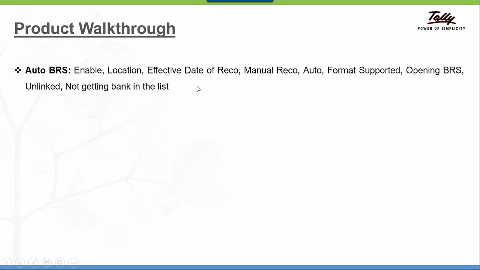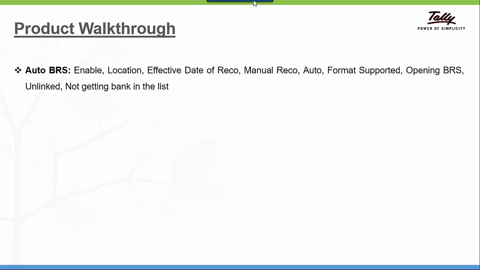During the product walkthrough, I'll just start with auto bank reconciliation. So we are going to see the enabling of auto bank reconciliation, configuring location, effective date of reco, manual reconciliation, auto format supported, opening BRS, reconciling the unlinked transactions, what these unlinked transactions are, and not getting the bank in the list. So these are all the areas which we are going to cover during the product demo of auto bank reconciliation.